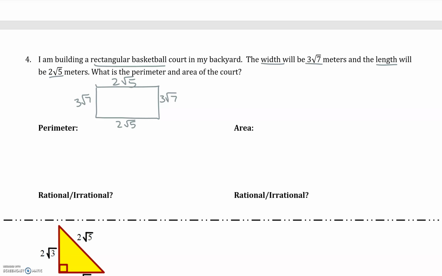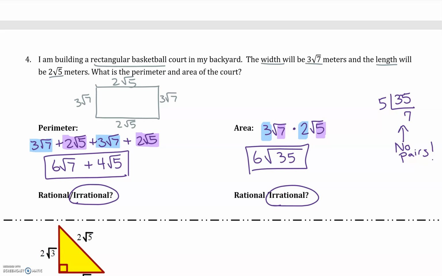Okay, so go ahead, now that we've got a picture labeled, find the perimeter by adding all sides together, find the area by multiplying the length times the width, and check your answer. Alright, so what we get here is that the perimeter is 6 square root 7 plus 4 square root of 5, and that's irrational because both of those do not turn into perfect squares. And then for the area, we get 6 square root 35, which is irrational. When we multiply 7 times 5, we get the 35. 35 does not break down into any pairs, so it stays that square root of 35.